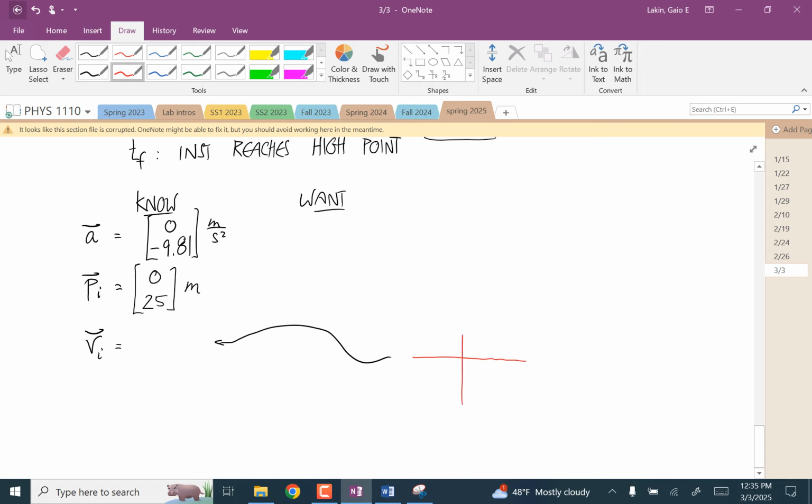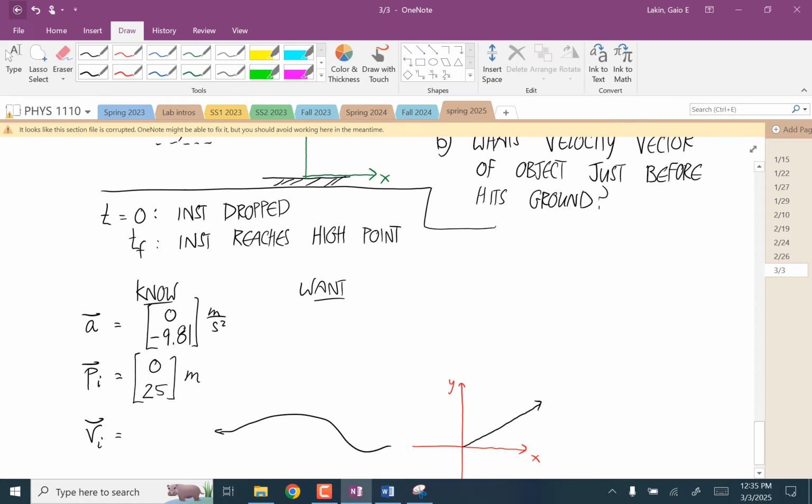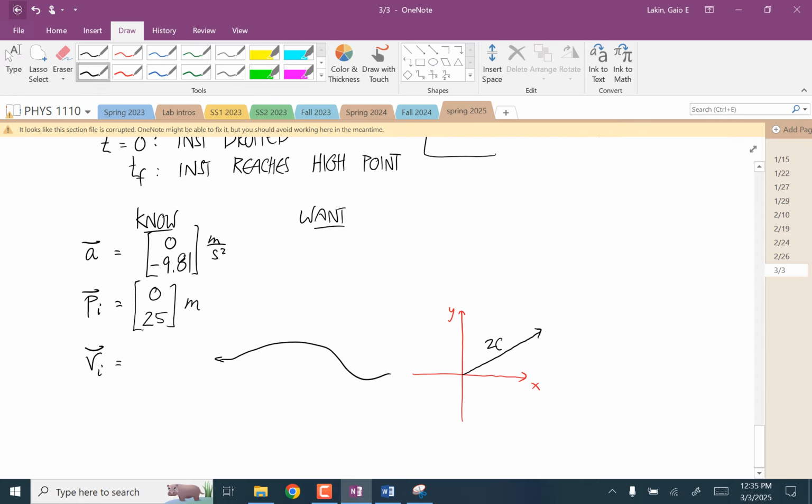So if this is the coordinate system, we'll put the tail of the velocity vector at the origin. It has a magnitude of 20, and this angle is 30 degrees. So this will be 20 times the cosine of 30 degrees, 20 times the sine of 30 degrees. And that is 17.32 for x and 10 for y.